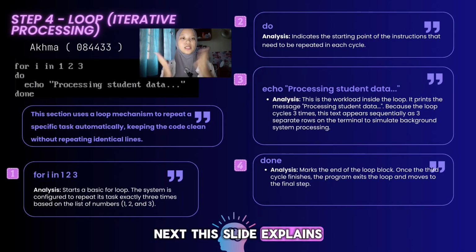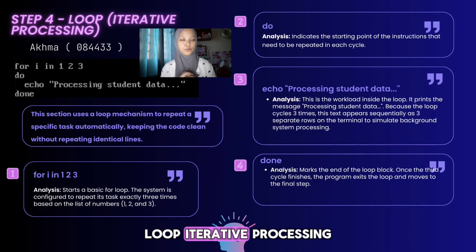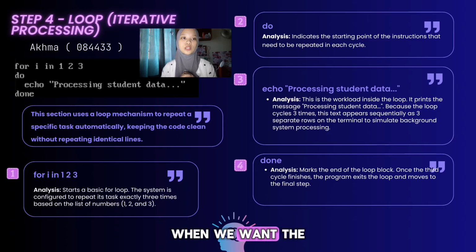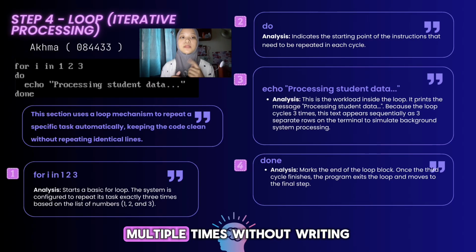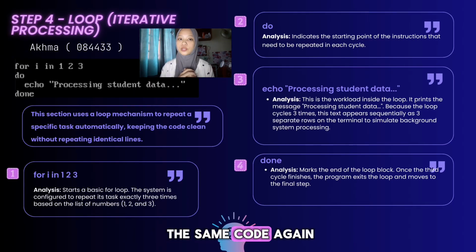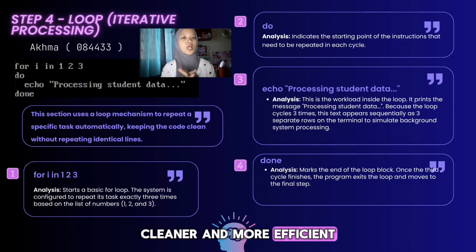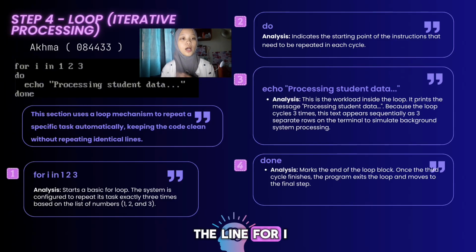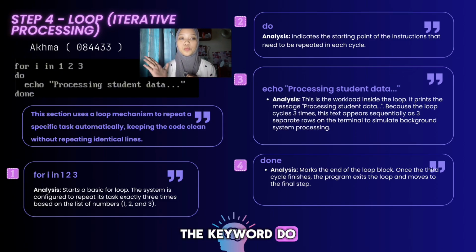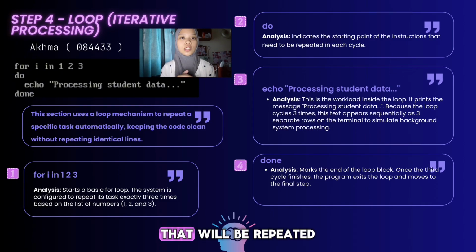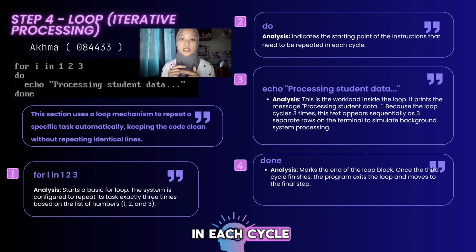Next, this slide explains step 4, loop, iterative processing. A loop is used when we want the computer to repeat the same task multiple times without writing the same code again. This makes the script shorter, cleaner, and more efficient. Looking at the code, the line for i in 1 2 3 starts a basic for loop. It tells the system to perform the task 3 times based on the values 1, 2, and 3. The keyword do marks the beginning of the instruction that will be repeated in each cycle.